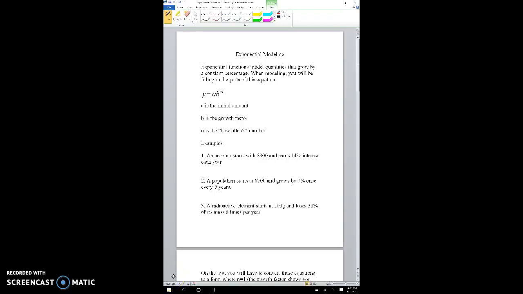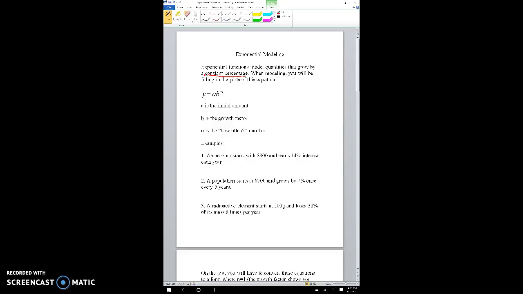Okay, this is the explanation of exponential modeling, which is, I guess, the third packet in exponentials. So first thing to notice, exponential functions model quantities that grow by a constant percentage every period, as opposed to linear functions that model a quantity that changes by a constant amount.